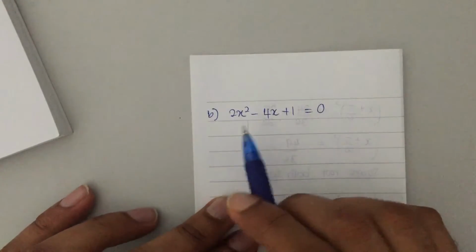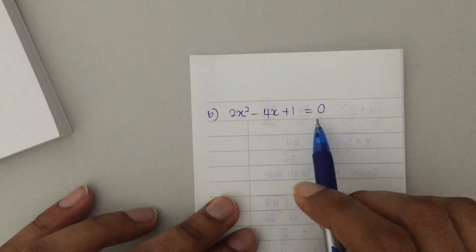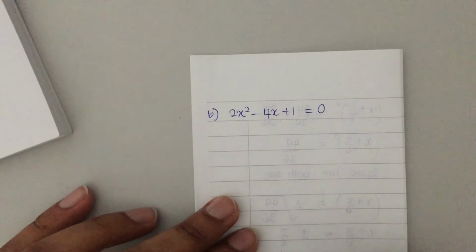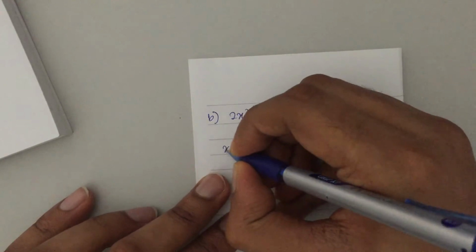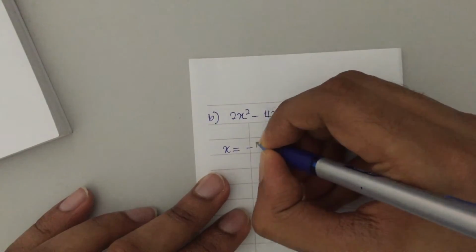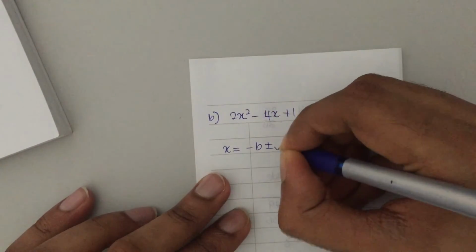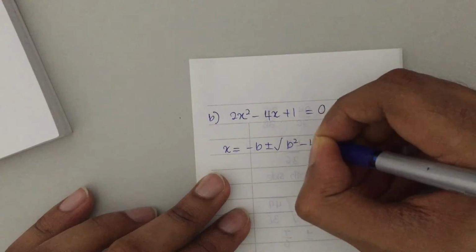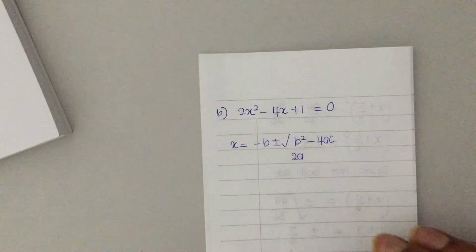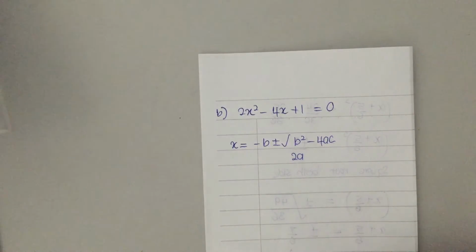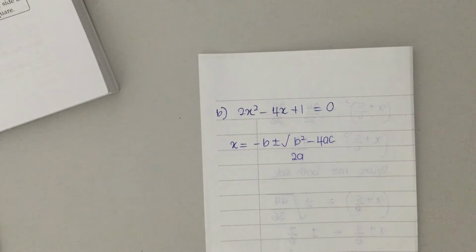Okay, so from here, 2x squared minus 4x plus 1 equals 0. So we're going to solve this using the quadratic formula. Okay, so from here, let me just write the quadratic formula over here. So x is equals to negative b plus minus square root b squared minus 4ac, okay, divided by 2a. Okay, so let me just underline it.